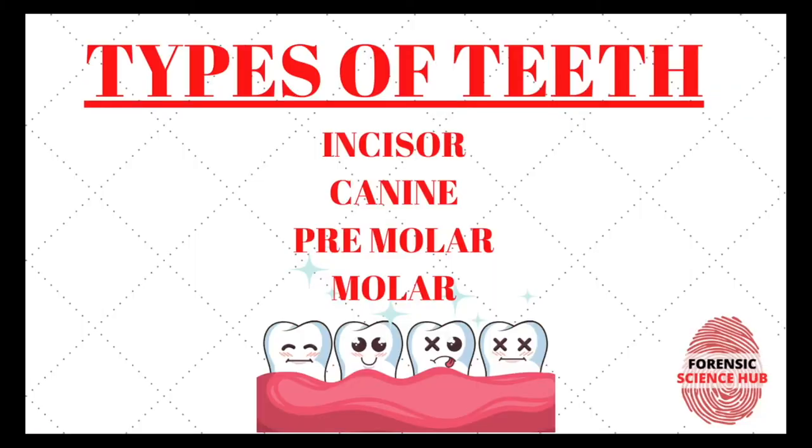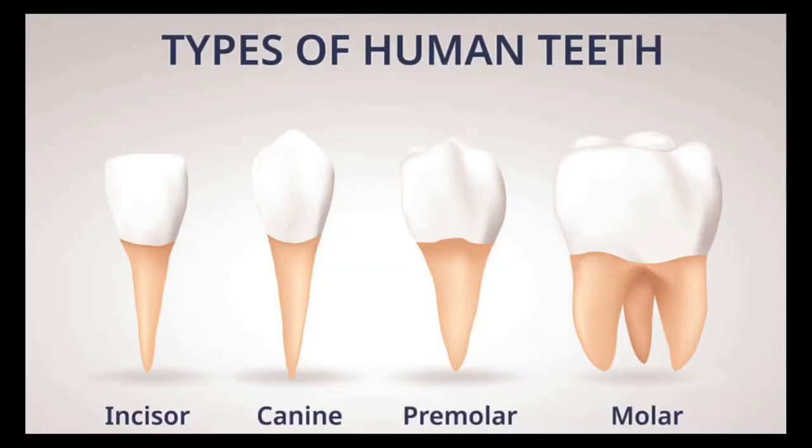Four types of teeth, that is incisors, canine, premolar and molar. So this is a picture of all the four types of teeth. This is how an incisor looks, this is how a canine looks, this is how a premolar looks, and this is how a molar looks. In the upcoming slides, I'll be discussing each one of them, all the important points that you must know about these teeth.